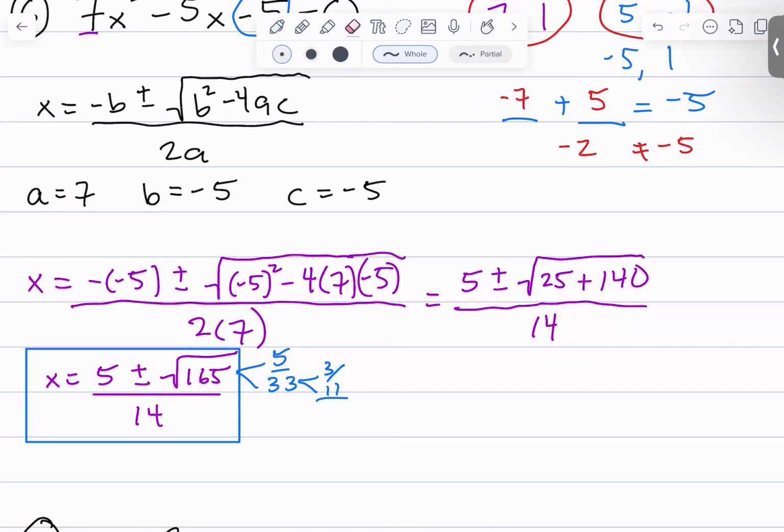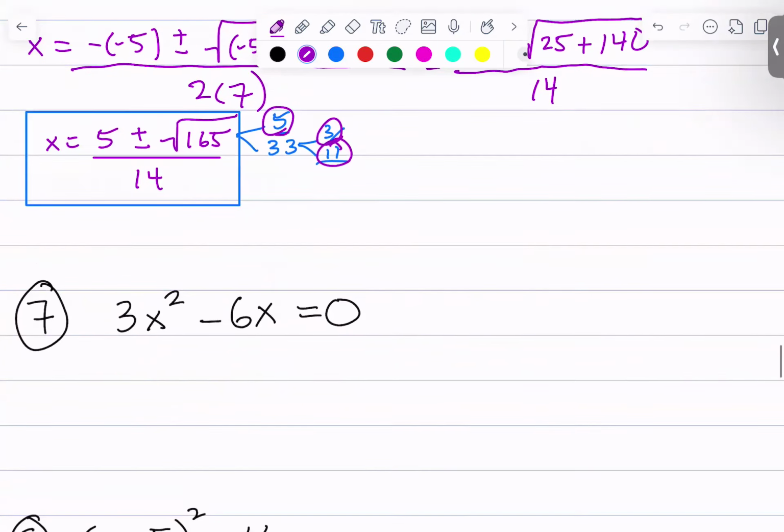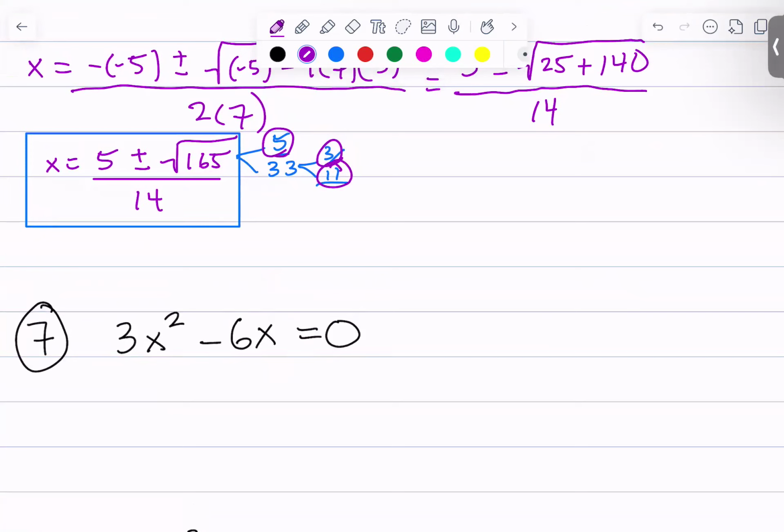Okay. Does that make sense, class? Because 5 times 3 times 11, that is 165. But since there's no numbers that I can take out, I'm good. Yes. 140 plus 25 is 165. Okay. All right. It already equals 0, so we're done with our first step for example 7.